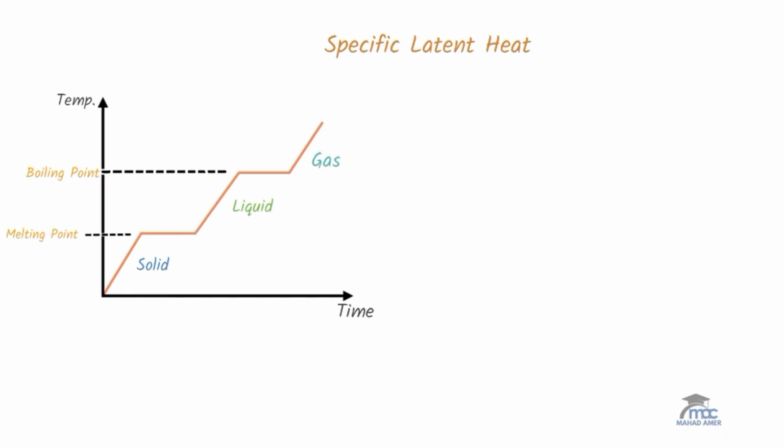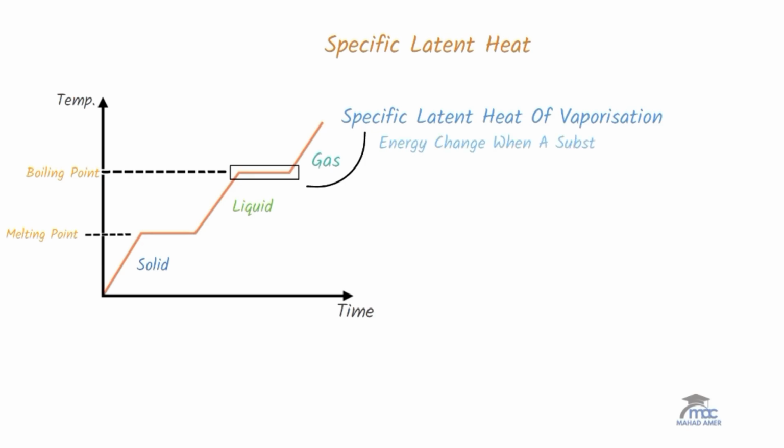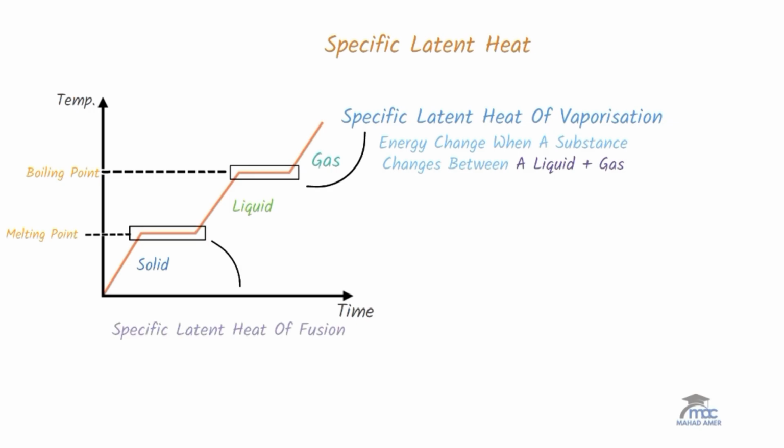It has two types. One is specific latent heat of vaporization, which is the energy change where a substance changes between a liquid and gas, so it either evaporates or condenses. The other is specific latent heat of fusion, when a substance changes between a solid and a liquid. Therefore, it either melts or freezes.